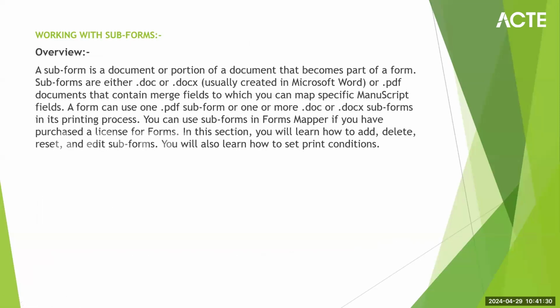Next, working with subforms. As you already know, forms can contain subforms as well. Overview: what is a subform? A subform is a document or a portion of a document that becomes part of the form. Subforms are either a doc format, docx format, or PDF document that contain merge fields to which you can map the specific manuscript field. A form can use one PDF subform or one or more docx forms. You can use subforms in Forms Mapper if you have purchased a license for the form. In this section, you learn how to add, delete, reset, and edit subforms. You will also learn how to set up a print job for the subform.